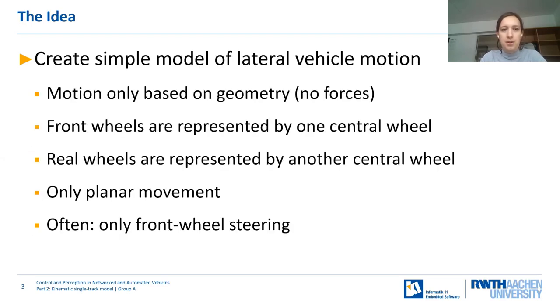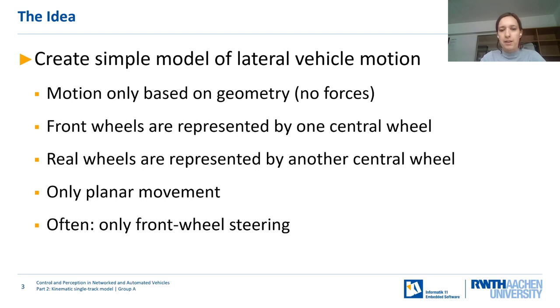The basic idea of our model is to create a simplified model of lateral vehicle motion. This is important because if you consider the street, if cars change the lane, that's a point where, for example, many accidents happen. So that's why it is very important to think about lateral vehicle motion and also about concepts to make that motion easier. Our model assumes or models motion only based on geometries, but not forces. So we basically just look at different angles and how they play together.